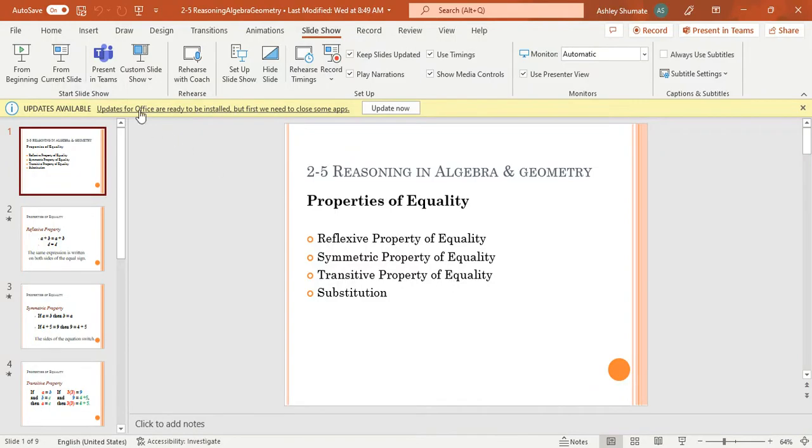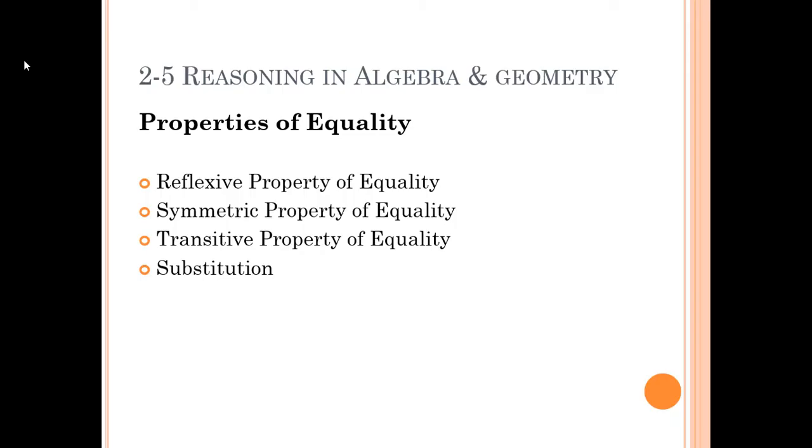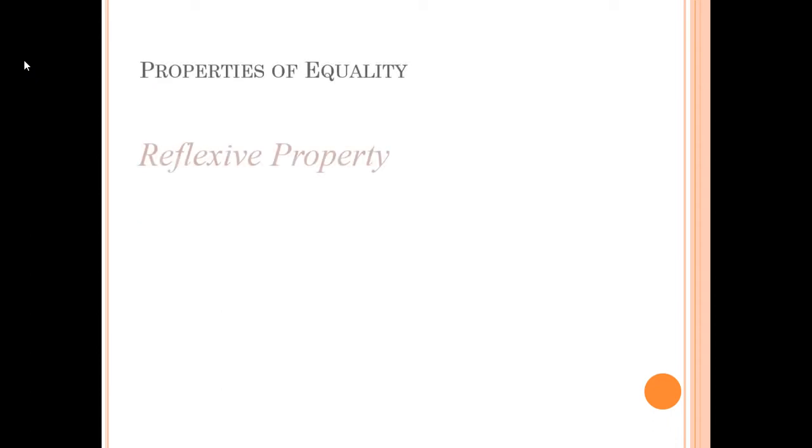So today we are going to be talking about topic 2.5, reasoning in algebra and geometry. So what this means is we're just continuing on with learning about proofs. Today we're going to learn about some different properties of equality. The first one that we're going to talk about is reflexive property.